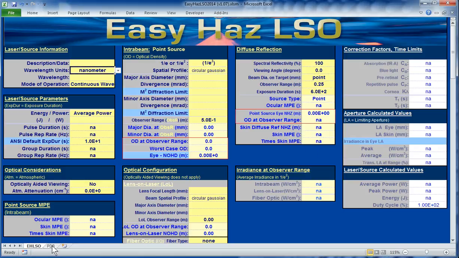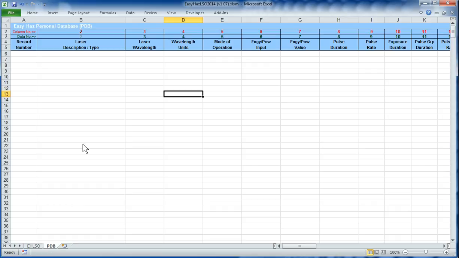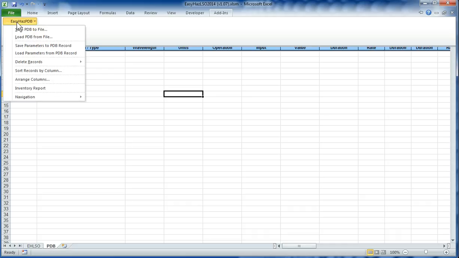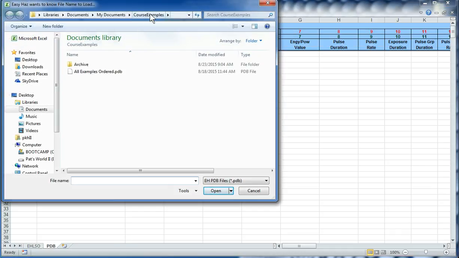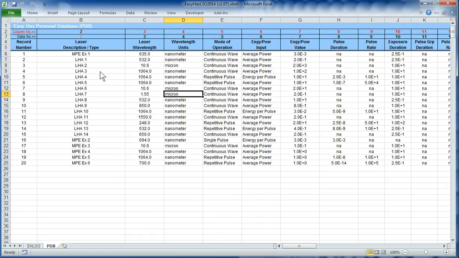What I want to do is start by using the database, and the database is just simply another sheet to an Excel workbook that we use to store the input parameters. So I'm going to go up here to add-ins. I'm going to say load PDB from file, and PDB stands for personal database. I've already called this up. It's in a folder I call course examples. This is the database, and you'll notice it's a .pdb extension, so I'll double click it, and it loads in all the course examples or hazard analysis of the course examples that we'll be looking at.